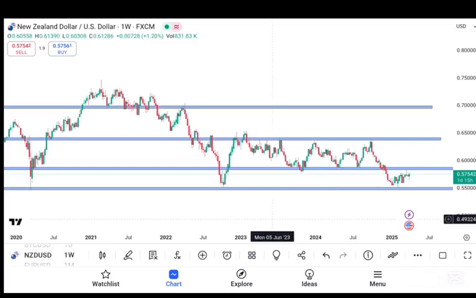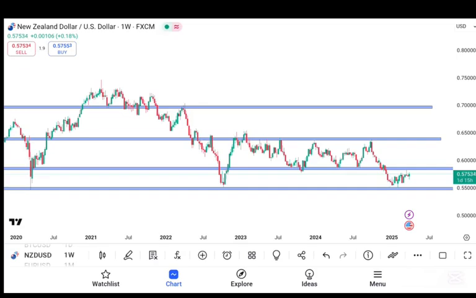If you can see, the market moves from zone to zone, from this zone to this zone, from this zone to this zone. So price will move from this zone to the next zone. So the market moves from zone to zone. That is how the market works.